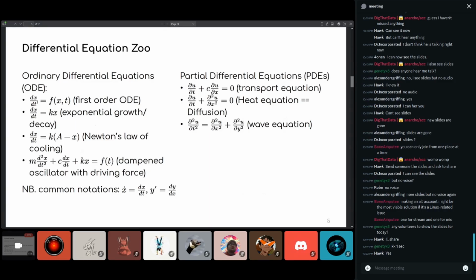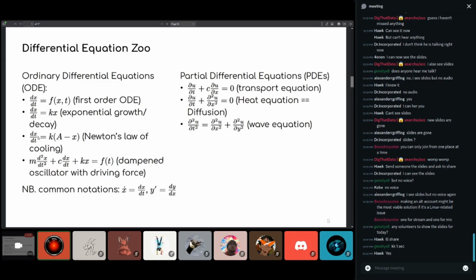So we have just dx over dt equal to some constant k times x. That's basically almost the simplest ODE you could think of. The solution to that is basically exponential growth or exponential decay, so it's actually a pretty important one. And if you take the same equation and add a constant to it, you get something called Newton's law of cooling, where your system is going to settle down at some temperature that's prescribed by the parameters of the system.